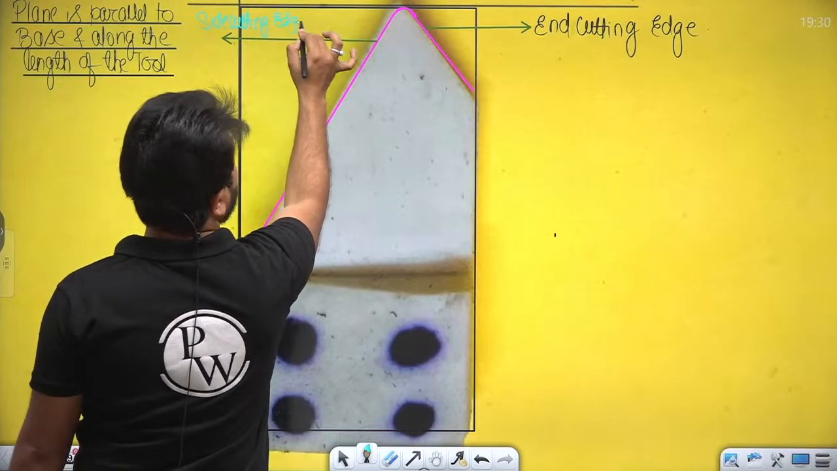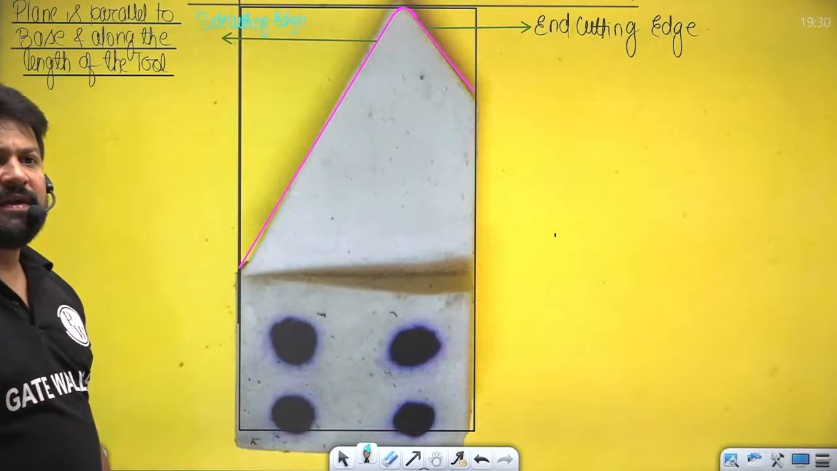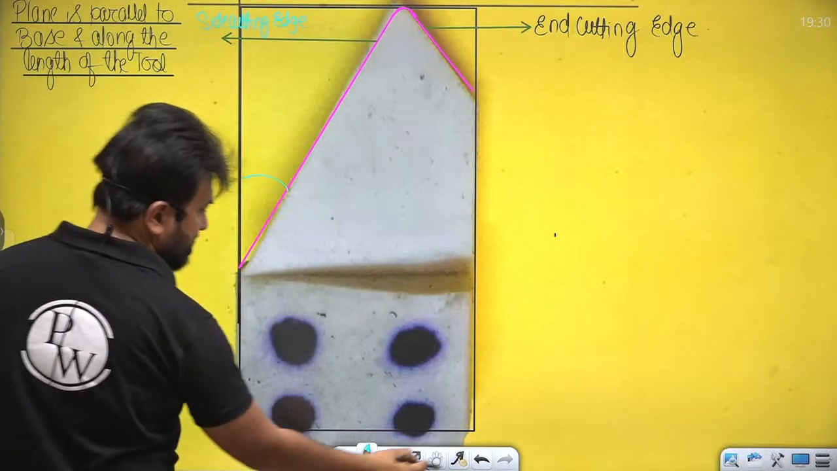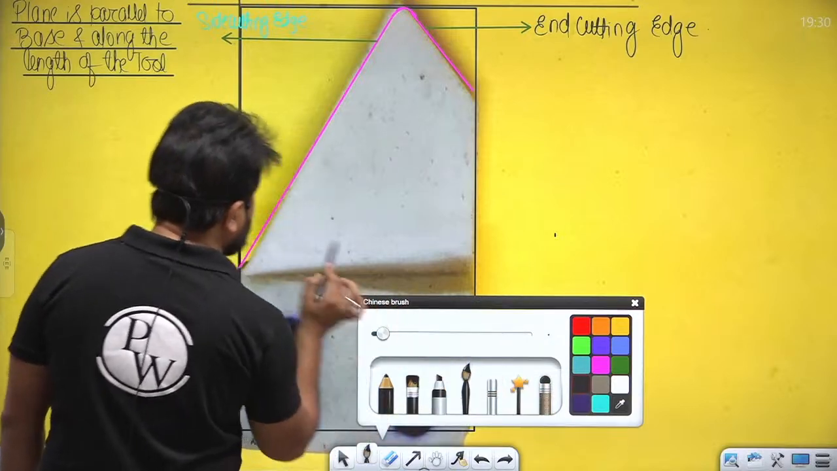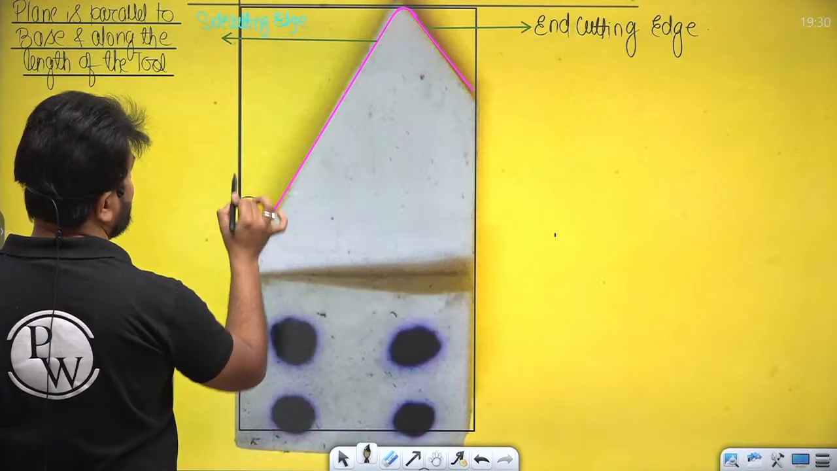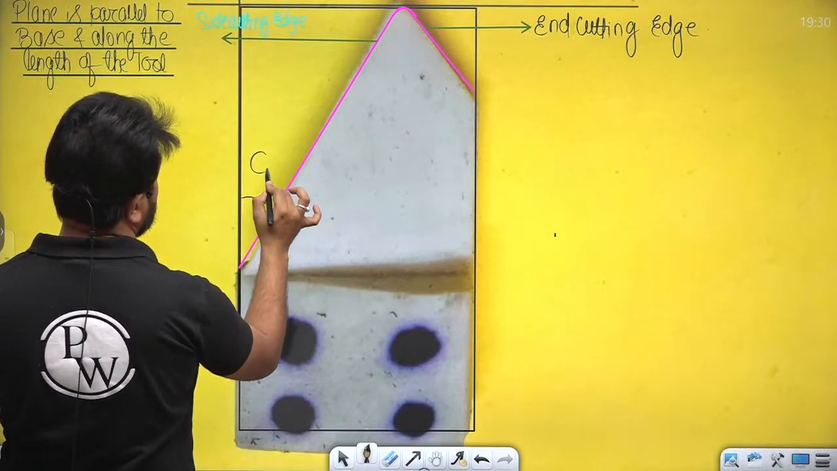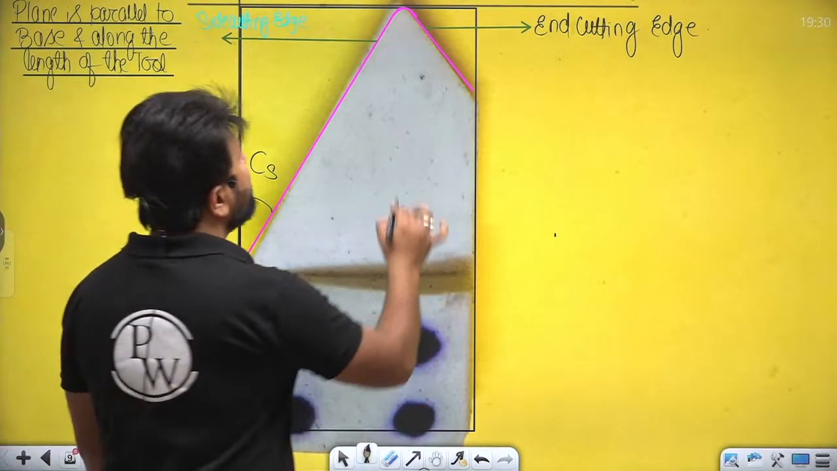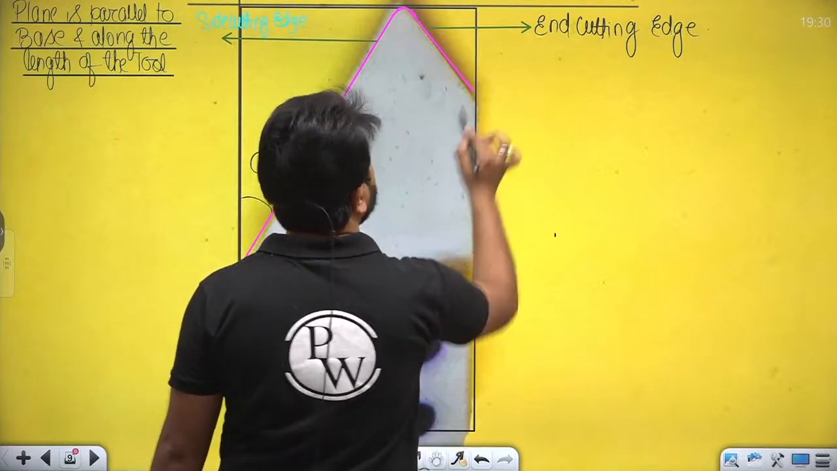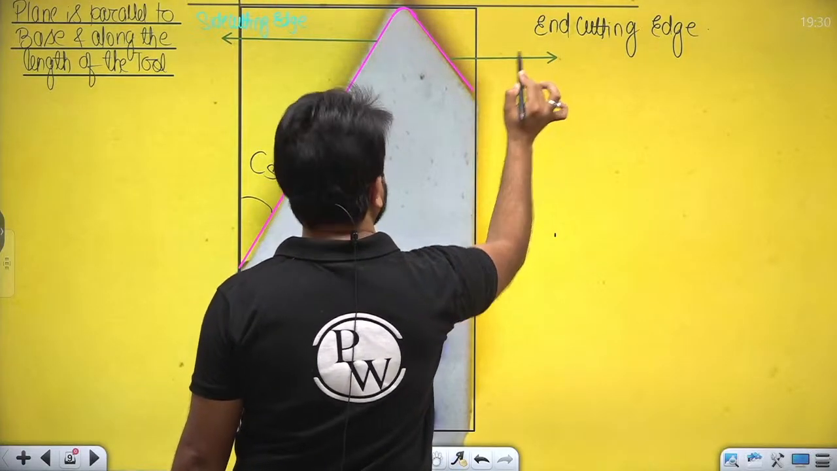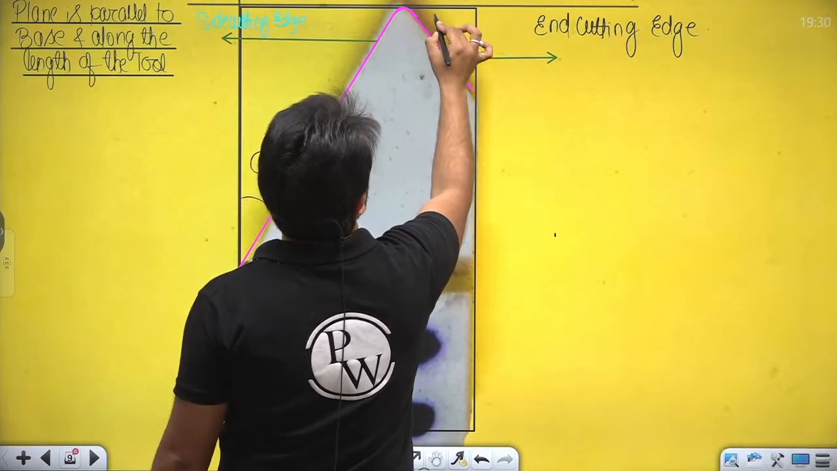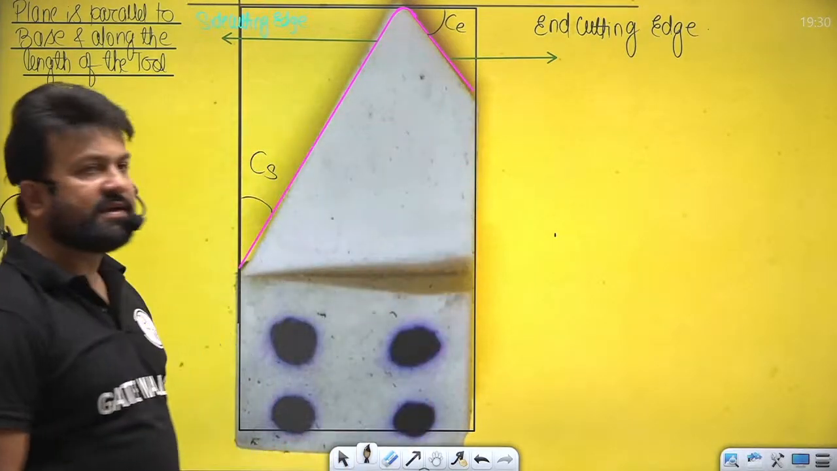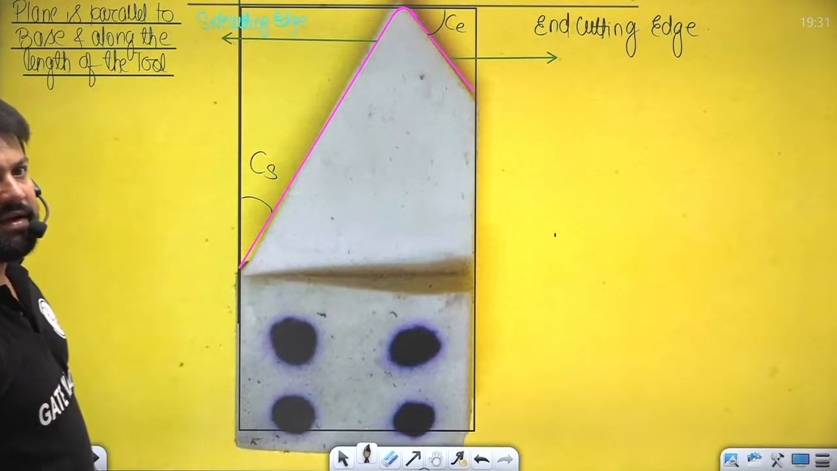Now see properly. In this plane, you have to see the inclination of the side cutting edge, known as the side cutting edge angle. In this plane, you have to see the inclination of the end cutting edge. This is known as the end cutting edge.